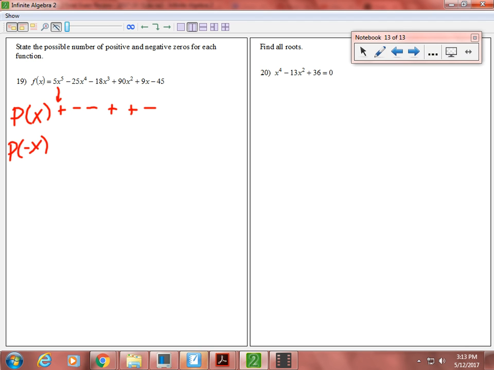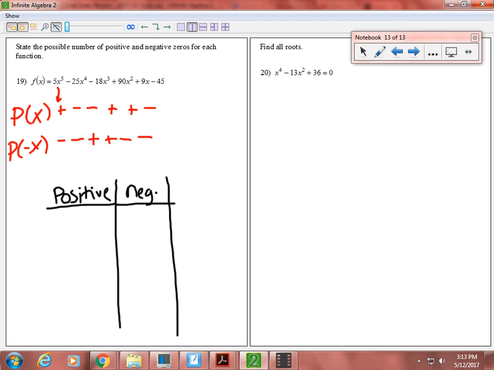And p of negative x is going to change all of my odd ones, so it's going to become negative, and the positive ones stay the same as they were before. Then positive, positive, negative, negative. So I need to look at my sign changes here. The question's only asking for positive and negative, so we're not going to do our imaginary or our totals.